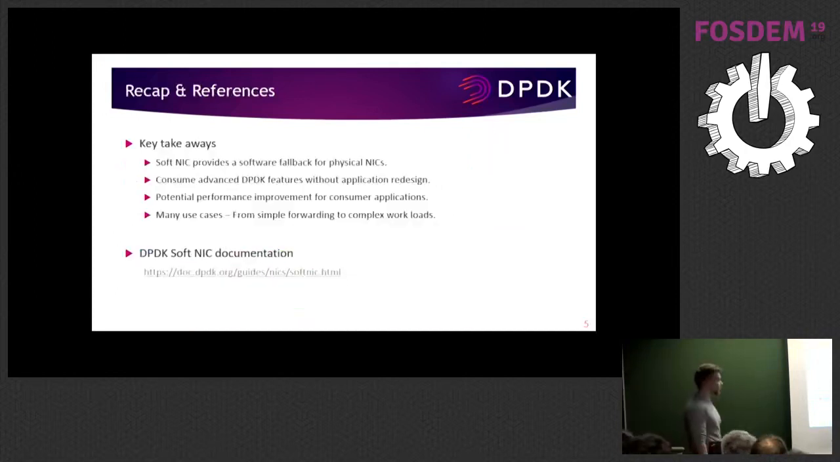Okay, so just to wrap it up, 4 main key takeaways. SoftNIC provides a software fallback for NICs, so whatever your NIC can't do, SoftNIC can fill in. We can consume complex DPDK features without application redesign, so you can just call that with SoftNIC. You potentially get a performance improvement for consumer applications, which I don't think anyone would complain about. And the many use cases we have go from simple forwarding to as complex as you want to make it. The most complex ones we've had there are BRAS and BNG, but the possibilities are really endless.